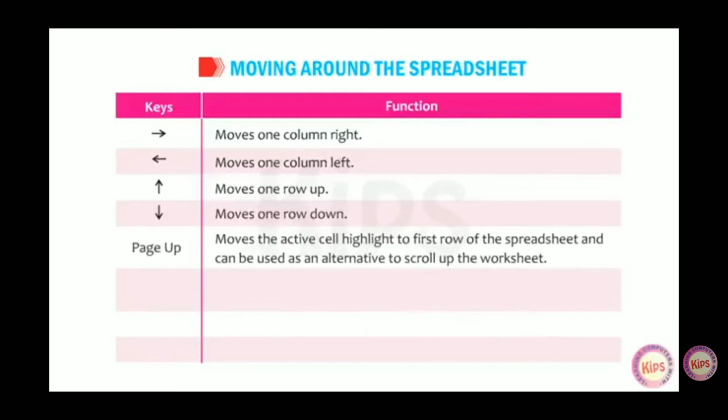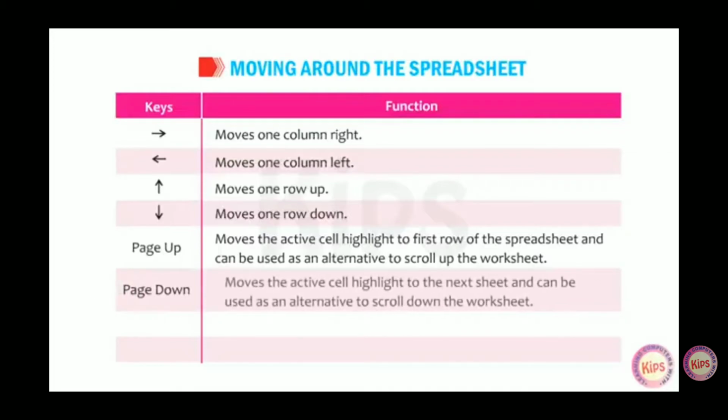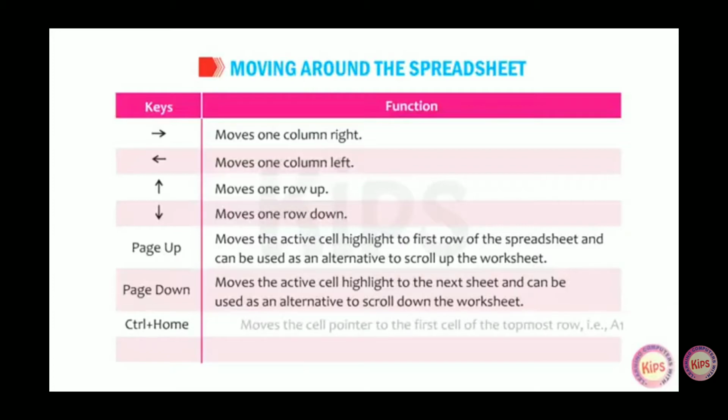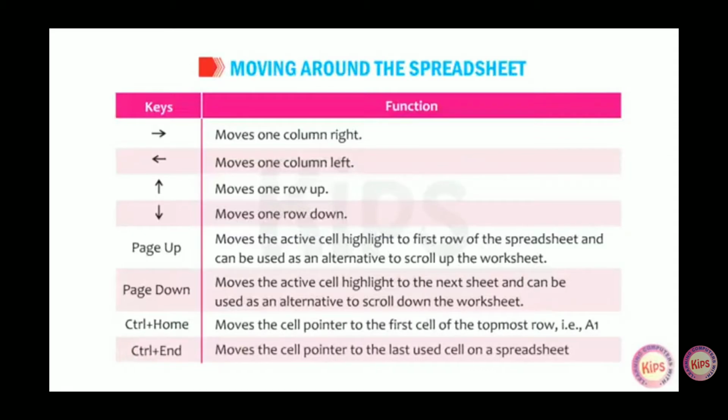Moves the active cell highlight to first row of the spreadsheet and can be used as an alternative to scroll up the worksheet. Page down. Moves the active cell highlight to the next sheet and can be used as alternative to scroll down the worksheet. Control plus Home moves the cell pointer to the first cell of the topmost row, that is A1. Control plus End moves the cell pointer to the last used cell on the spreadsheet.